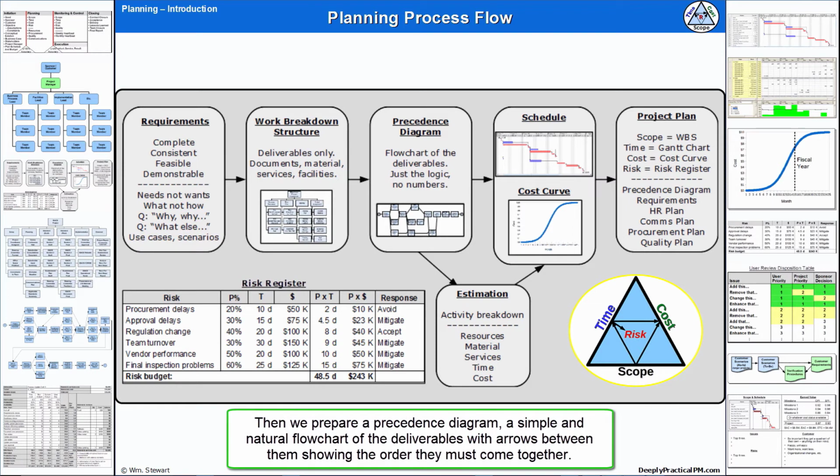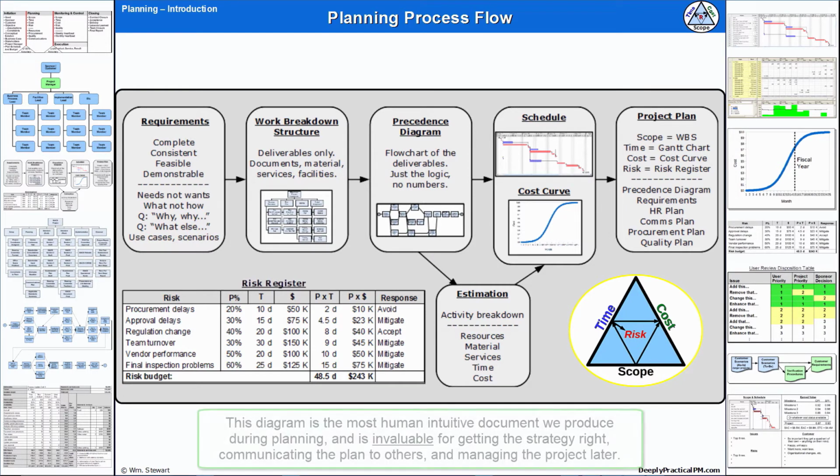Then we prepare a precedence diagram, a simple and natural flowchart of the deliverables with arrows between them showing the order they must come together. This diagram is the most human, intuitive document we produce during planning and is invaluable for getting the strategy right, communicating the plan to others, and managing the project later.